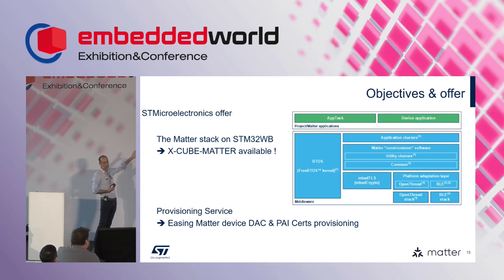That's why now we have it in what we call X-CUBE-MATTER, which is an expansion component for the STM32Cube ecosystem that applies to any STM32 device we have on the market, whether with radio or without radio. So it's part of the STM32 ecosystem. Now you can find the X-CUBE-MATTER package for STM32WB. So it's ready. You can directly download it from the ST website. And on top of this, we deliver the provisioning service. That's an easy way to have a Matter device with little effort, I would say.